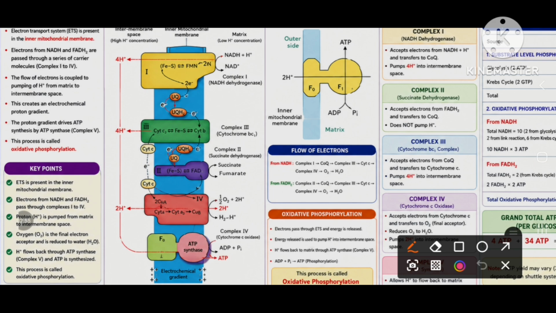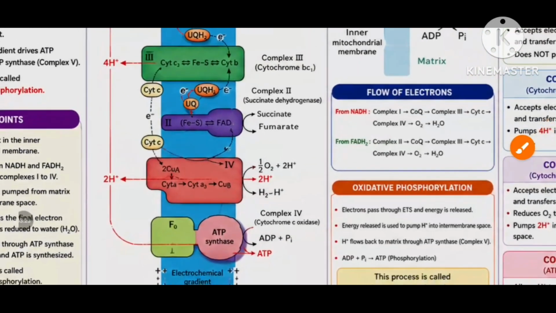Okay, look at the arrangement. Complex number 1 to complex number 3, and complex number 2 to complex number 3, and the same thing, complex number 3 will send electrons to complex number 4. Okay, complex number 4, which is also known as cytochrome C oxidase. Those electrons from complex number 3 will be carried through the cytochrome C. Okay, so listen here carefully.